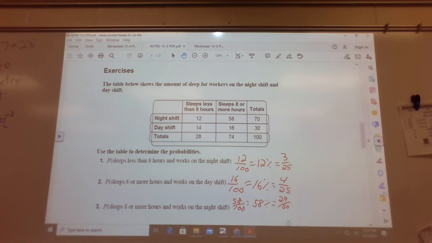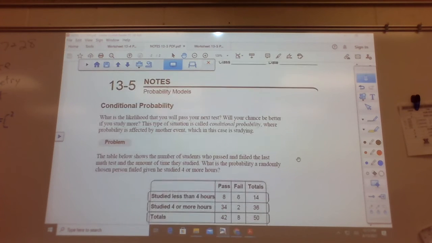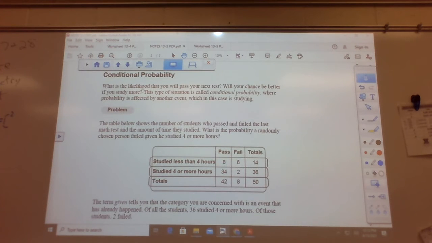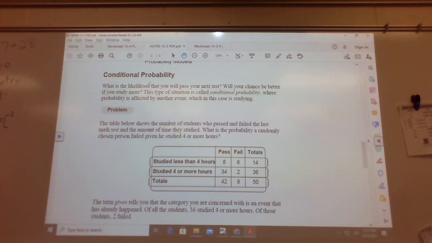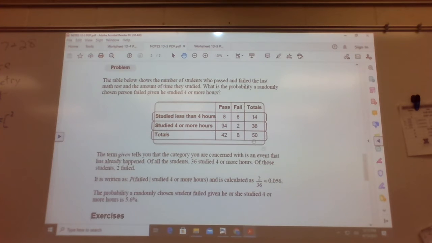Now, chances are on the test, they probably aren't going to ask it this way. The ones on the test generally are asked like the ones on the back. So let's look at the back, because they're slightly different. So on the back here, it says, what's the likelihood that you would pass your next test? Would your chance be better if you studied more? This type of situation is called a conditional probability, where the probability is affected by another event, which in this case is study.